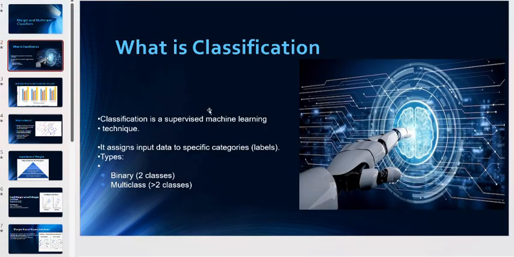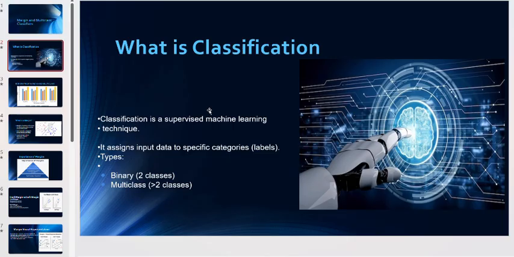What is classification? Classification is a supervised learning technique. This means the model learns from the labeled data. For example, if you have images of animals with labels like cat or dog or horse, the model learns patterns from each one.